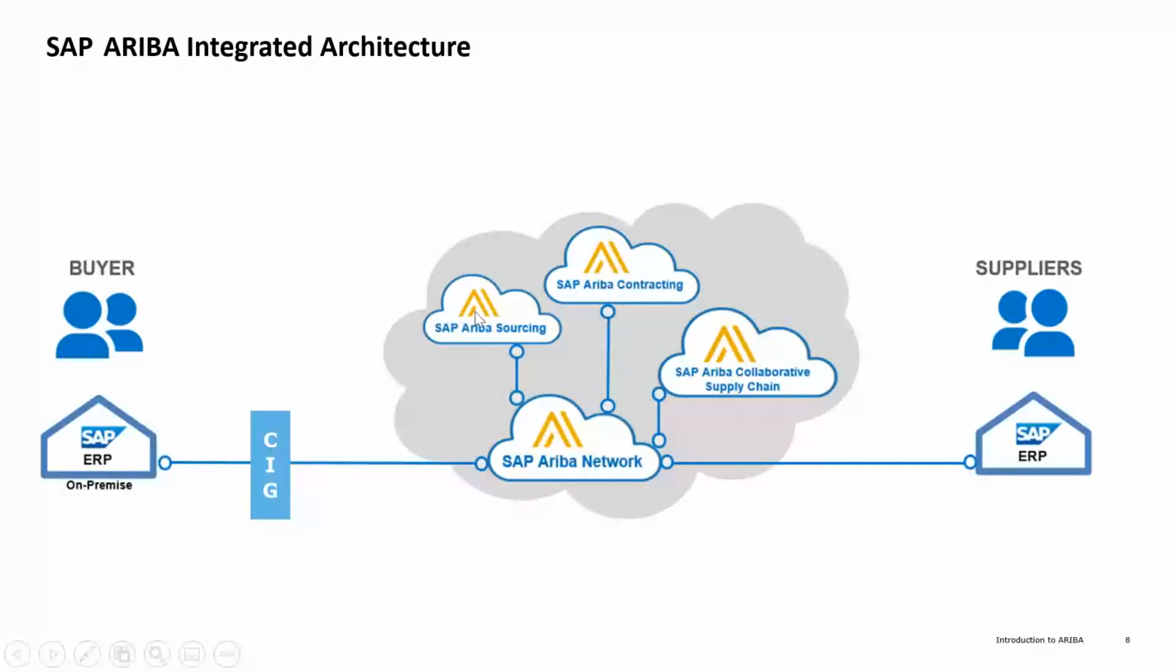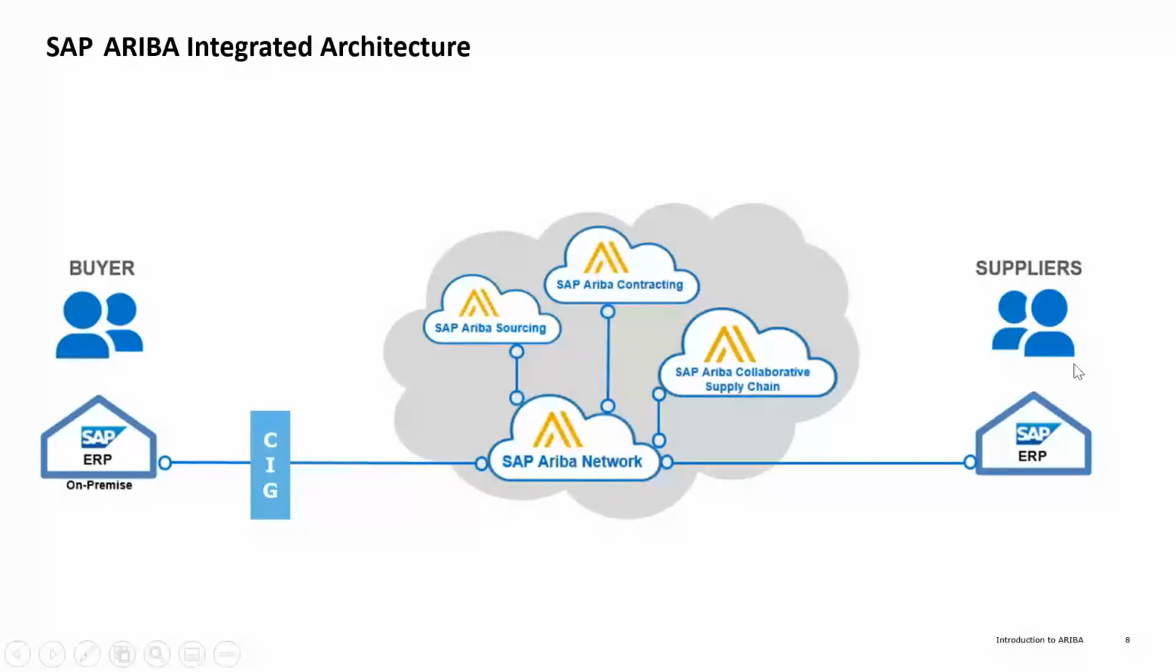Ariba Sourcing is a module, Ariba Contracting is a module, Ariba Supply Chain Collaboration is a module. I should have added Ariba Buying and Invoicing also, which is a module too. These modules we are calling Ariba Spend Management. Ariba Spend Management will communicate with suppliers or the backend ERP system, whatever it is, through the Ariba Network. So the Ariba Network is a kind of hub. Whatever documents are coming or going, everything will be routed through your Ariba Network. We will see this at the time of integration.